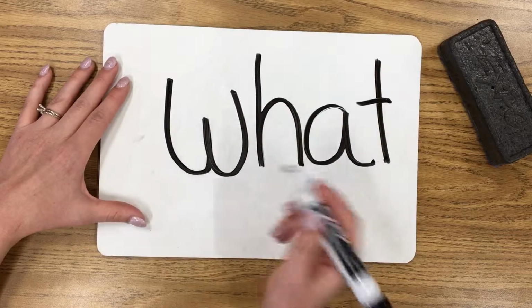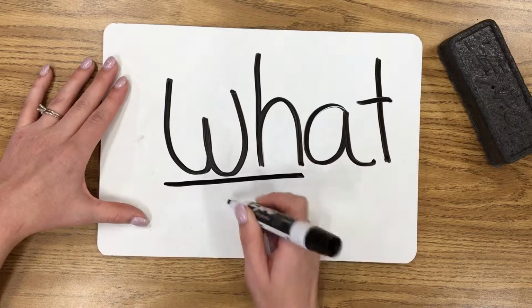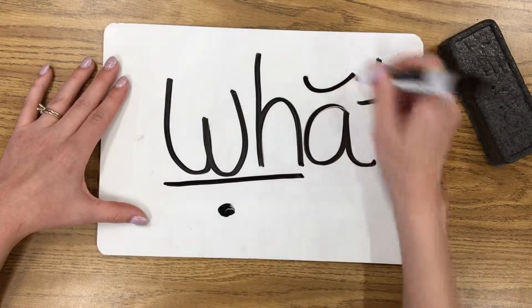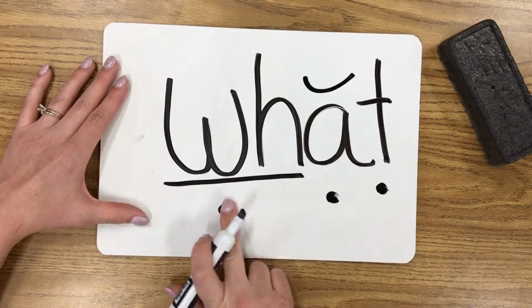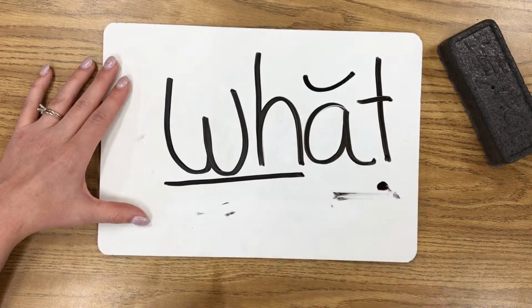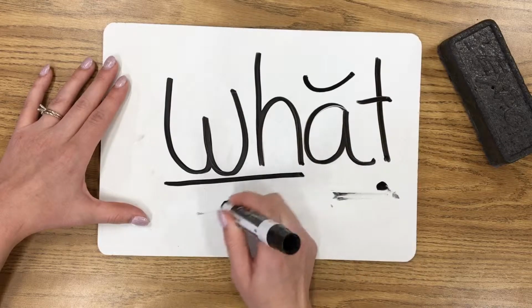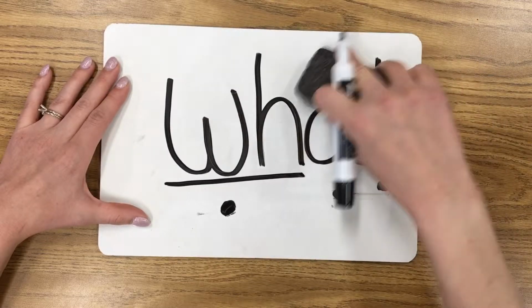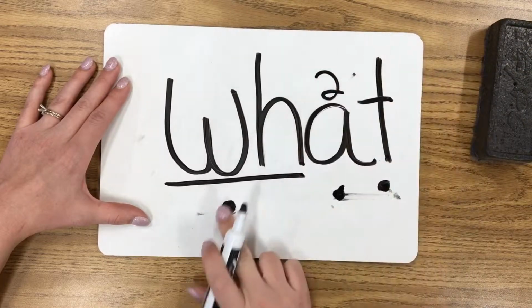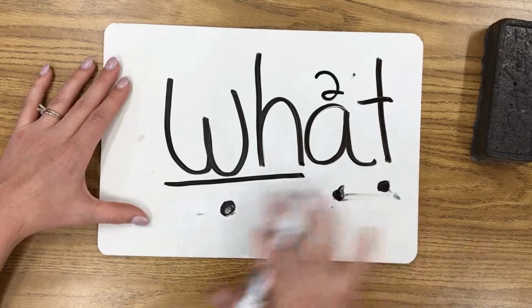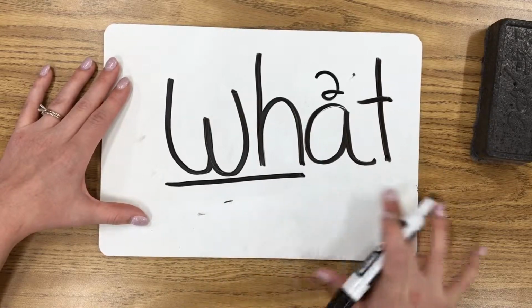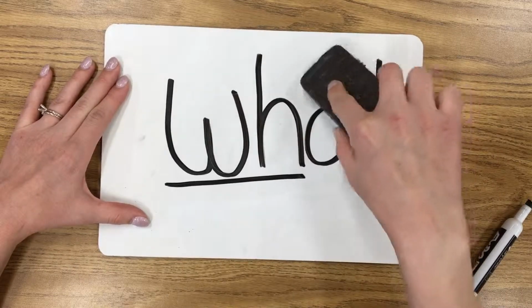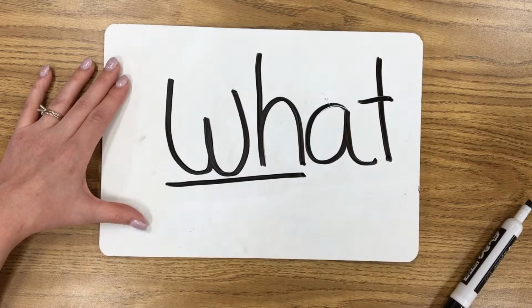All right, we have digraph WH, and it makes the sound wa. Now, we could try and do breathe and see if that makes sense. Wa, at, what? Well, not quite. Now, we can try and make this a schwa, a. W, a, t, w, a, t. What? That makes sense. What? Now, this is a sight word because it is a little bit difficult if you do try and code it. So this is one that you should be able to just pop right out.